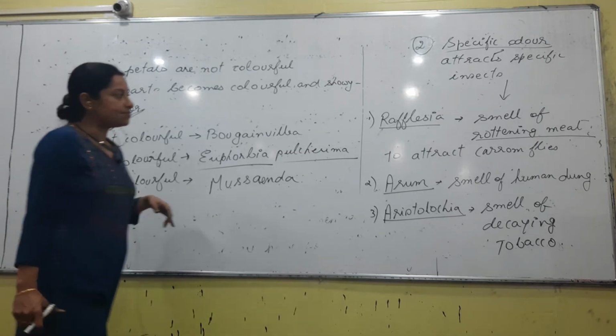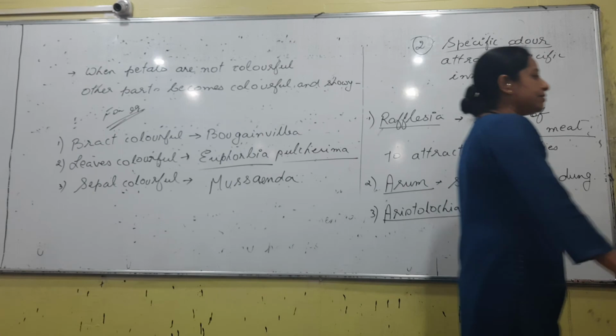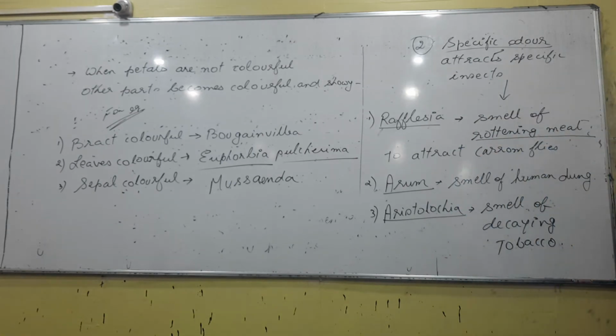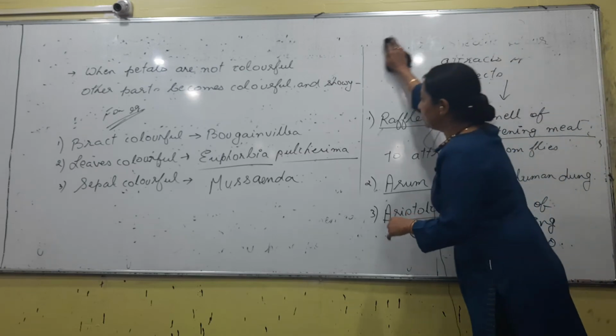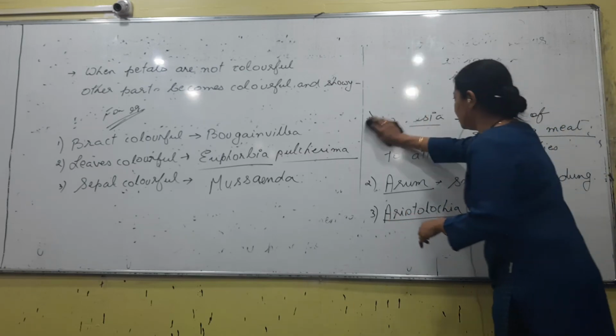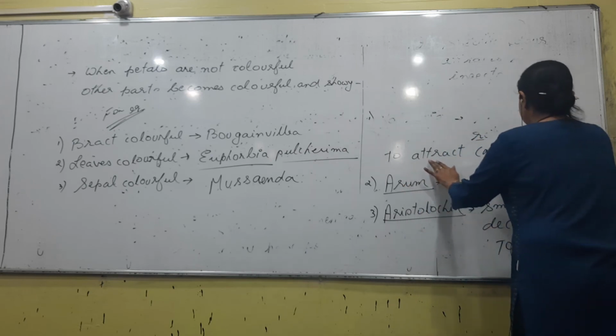So in case of insect pollination or insect pollinated plants, the flower needs to be colorful, but in spite of that, there are certain flowers that are not colorful. In that case, a different part becomes colorful and it will attract the insects.